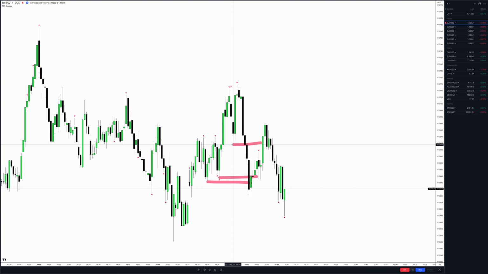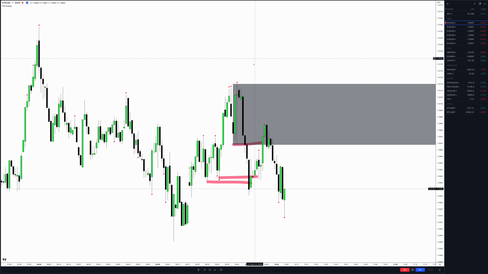Where is your trade? Yeah, technically this is your trade, okay? Origin, take from the origin, from the swing low to the swing high, they took liquidity. Set your tool, and let's see what happens.